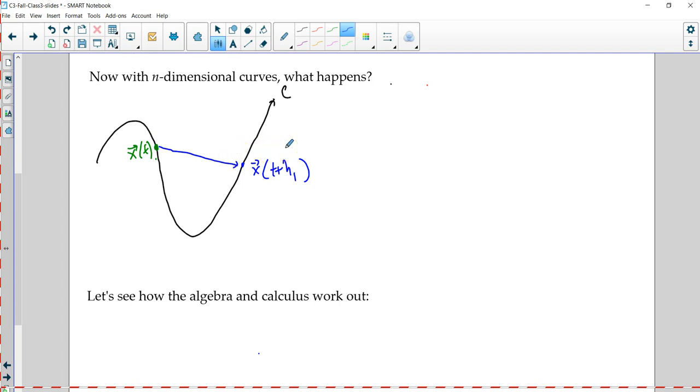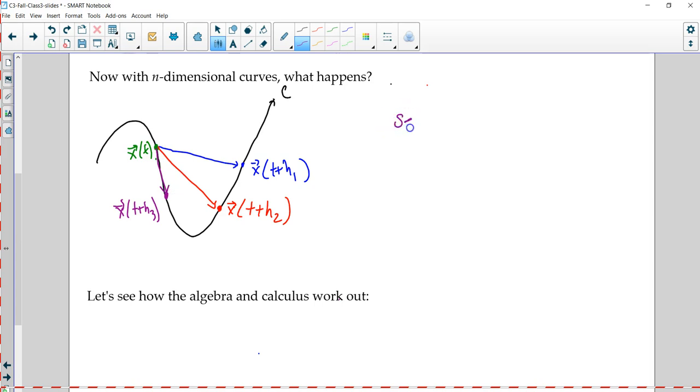Okay, that's fine. And now I'm going to take another point that isn't quite as far along the curve as x of t plus h1. I'm going to take the point x of t plus h2. Okay, and I can construct a vector to that point. All right, fine. And maybe I can get closer yet. I'm going to do this point, x of t plus h3. And if I do that, I can construct a new vector.